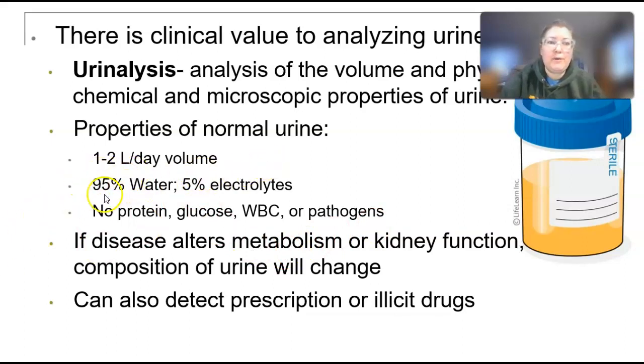Normal urine should be about 95% water and 5% electrolytes. And as we've mentioned a few times before, there should never be protein, glucose, white blood cells, or any type of pathogen, so bacteria, microorganisms in that urine. So what they're specifically looking for are any of these things that shouldn't be there that are in there, and just the overall production of urine. Diseases that are going to affect the kidneys will alter the composition of urine and the amount of urine that is produced.